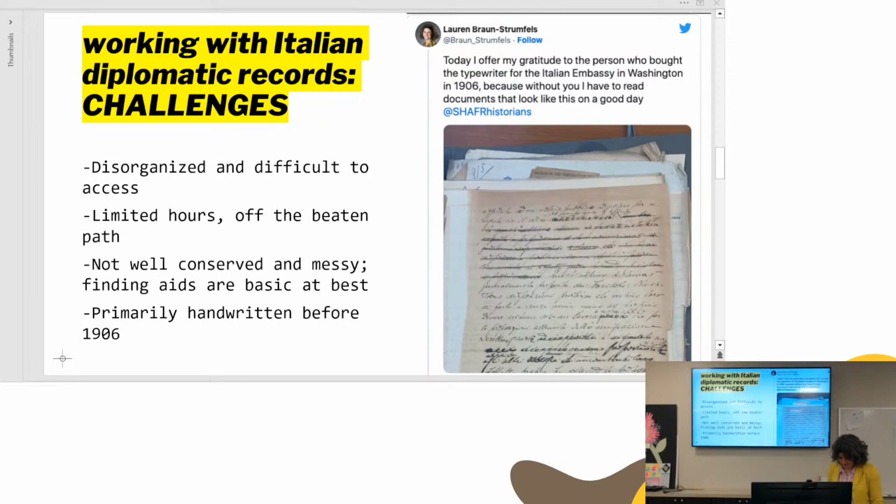So what we also see, right, is that the first challenge to working with these records is just getting in the door. So when I went in 2004, the first time I went in, I was like, maybe I'll find this, maybe I'll find that. It took me several days to even figure out where the archive was located. You would think that would be easier.